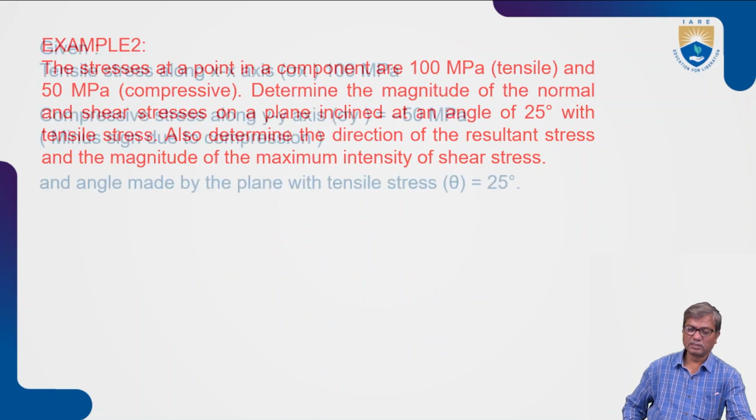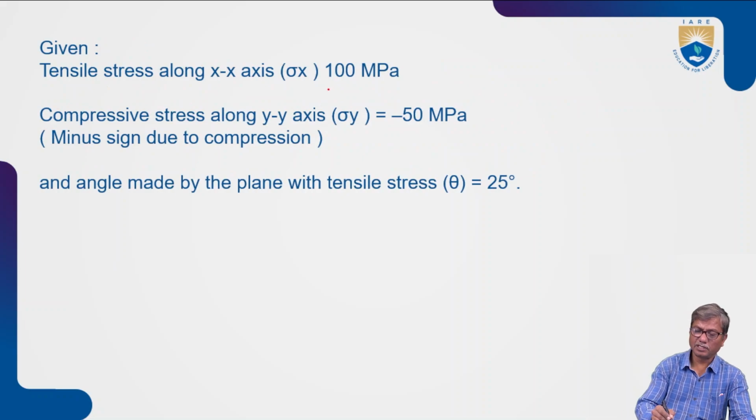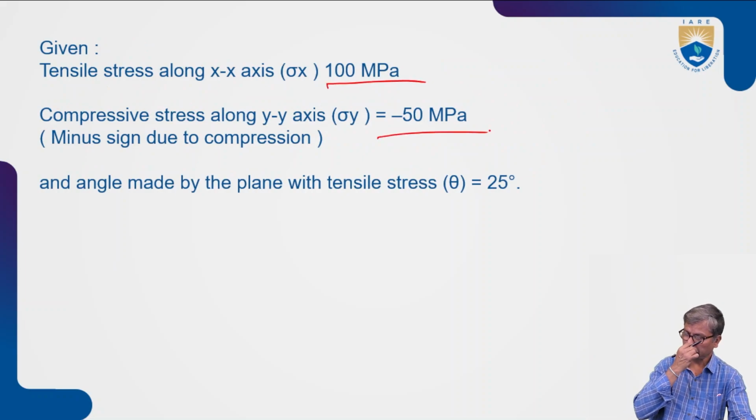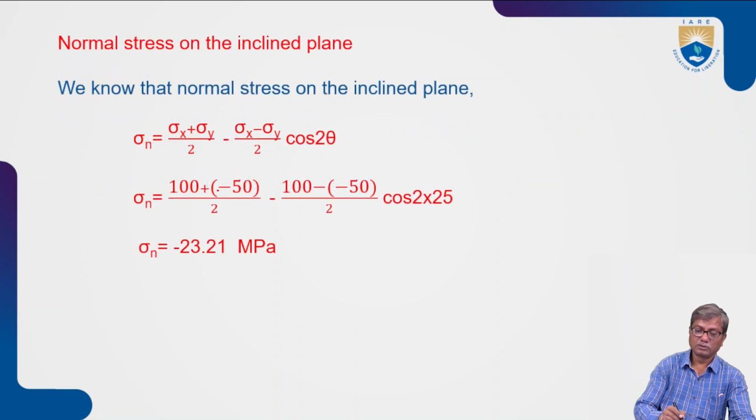So here the normal stress is calculated first. Sigma x is 100 Newton per mm square. Sigma y is minus 50. Minus is here because of direction, compression. Okay. So when you substitute sigma y here, we will take minus 50 because it is compressive. Okay. So sigma x plus sigma y by 2 minus sigma x minus sigma y by 2 into cos 2 theta. Okay.